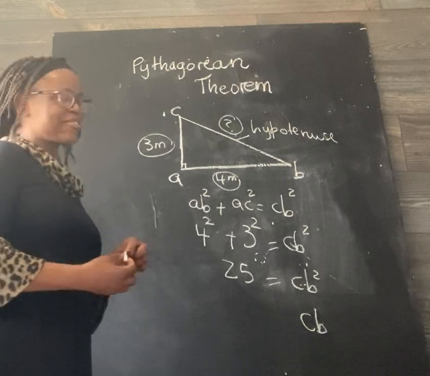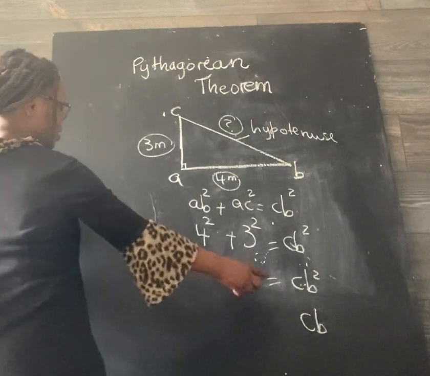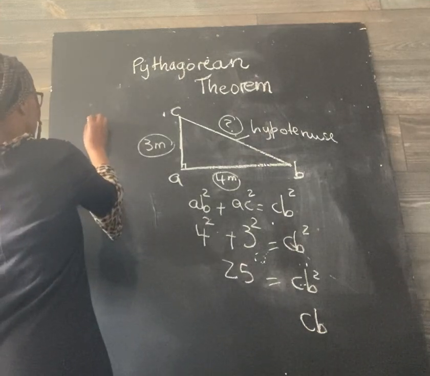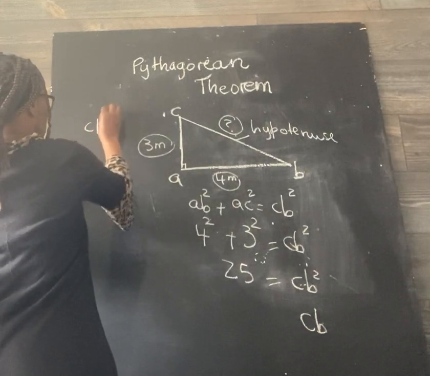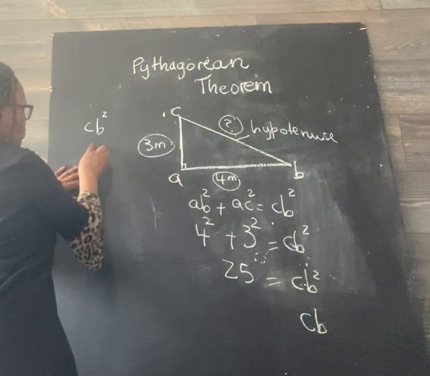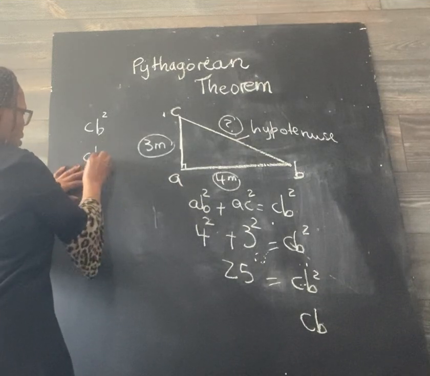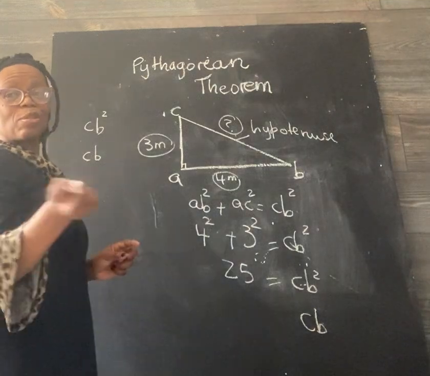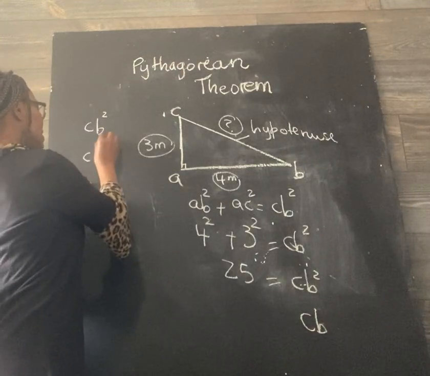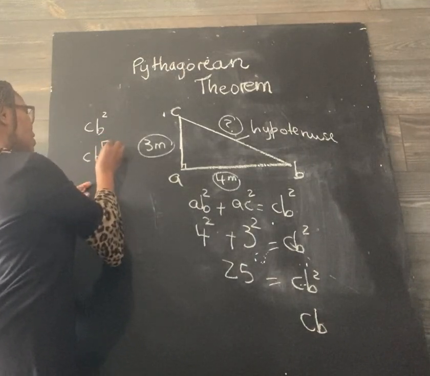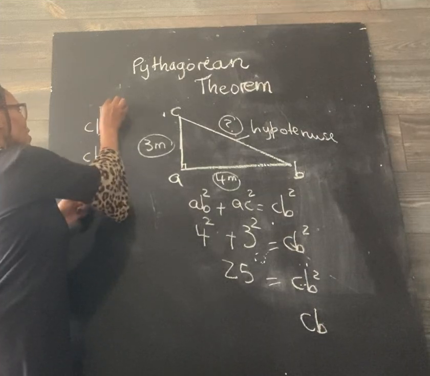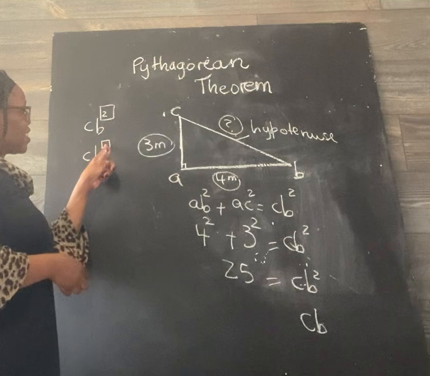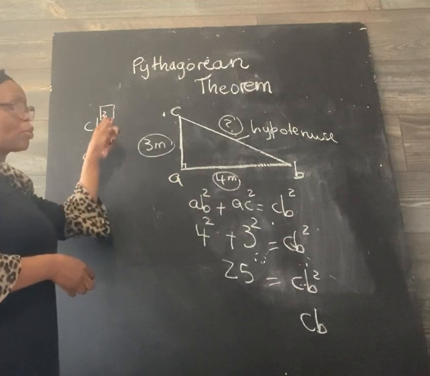Okay, so we are looking at CB squared, and we want CB. What do you observe about these indices here? That index and that index. Yes, this is a 1 and that's a 2.